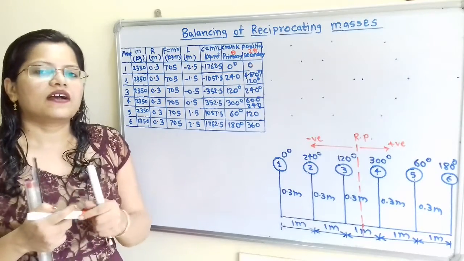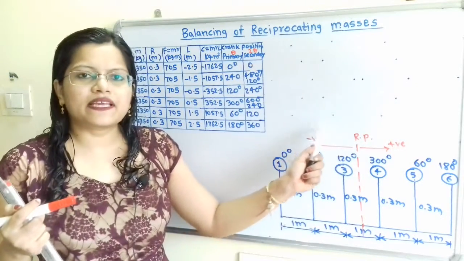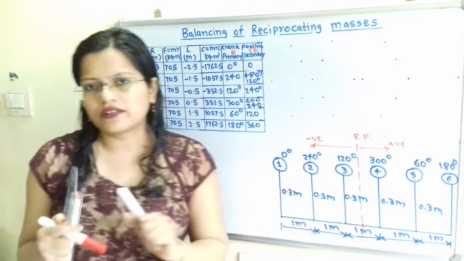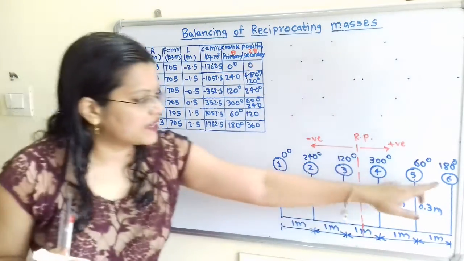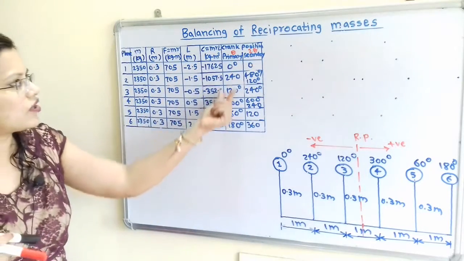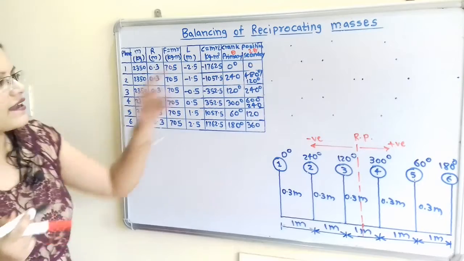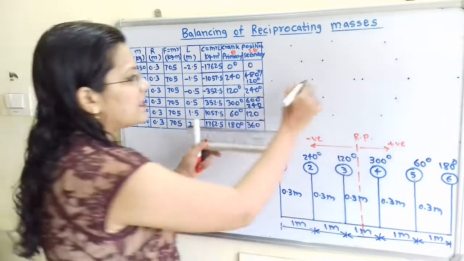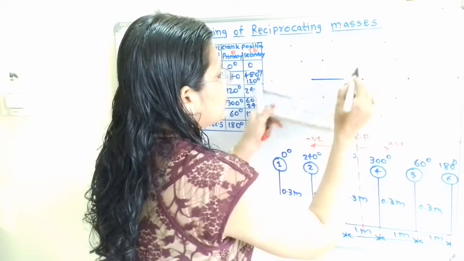Now we will draw here the diagram for the primary crank angular position and the secondary angular position. For the primary angular position for these different cylinders, we will refer to this column, the primary crank position. Now for this one, if the angle is 0, how to draw this? We will select here one center line, and 0 degree means one horizontal line.